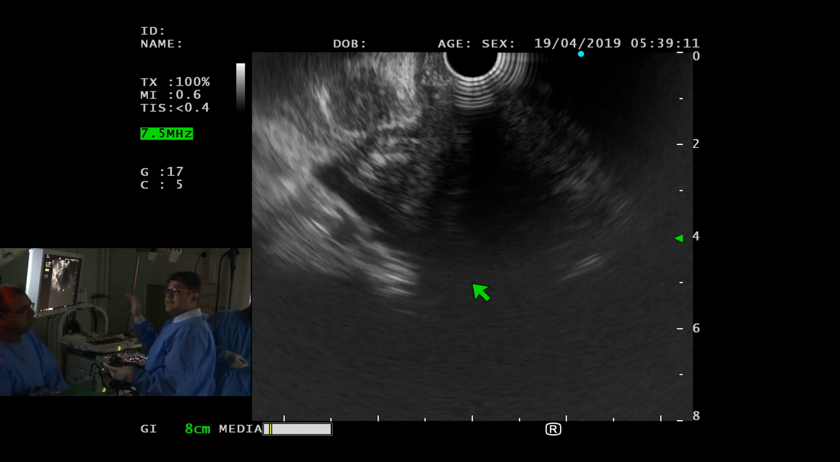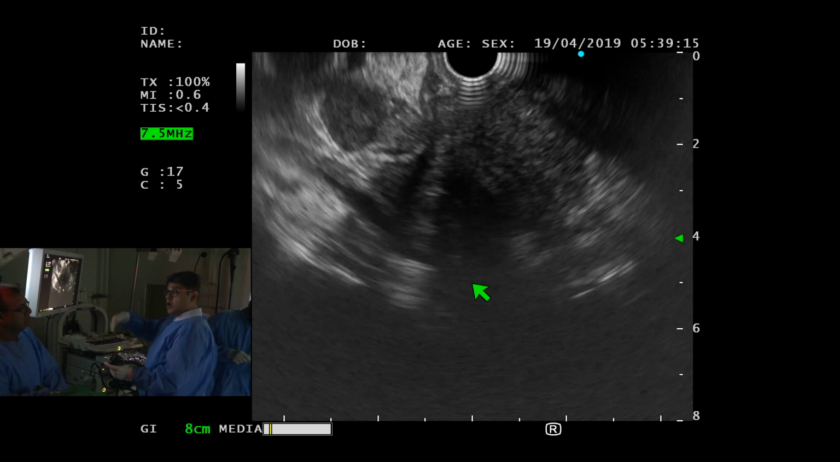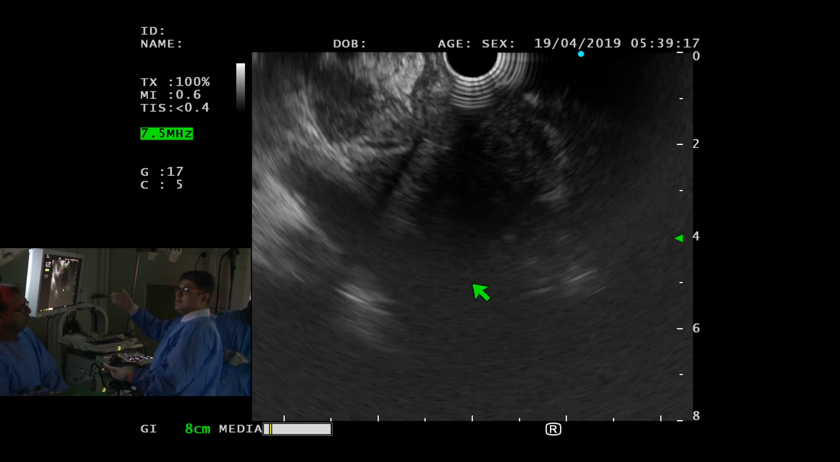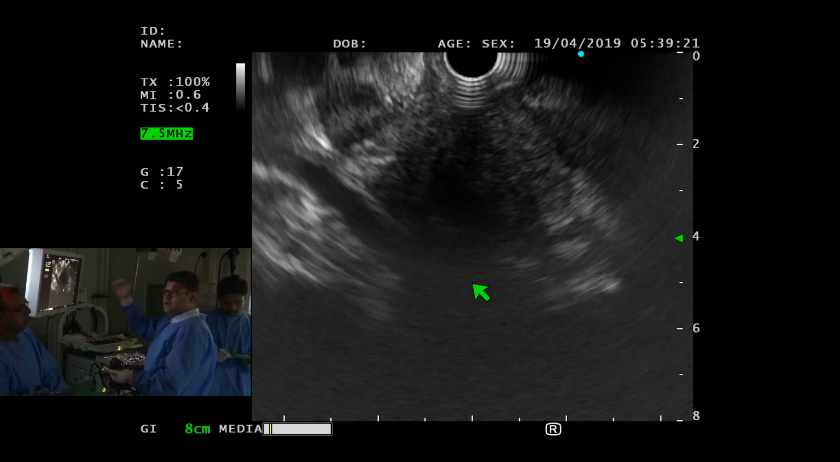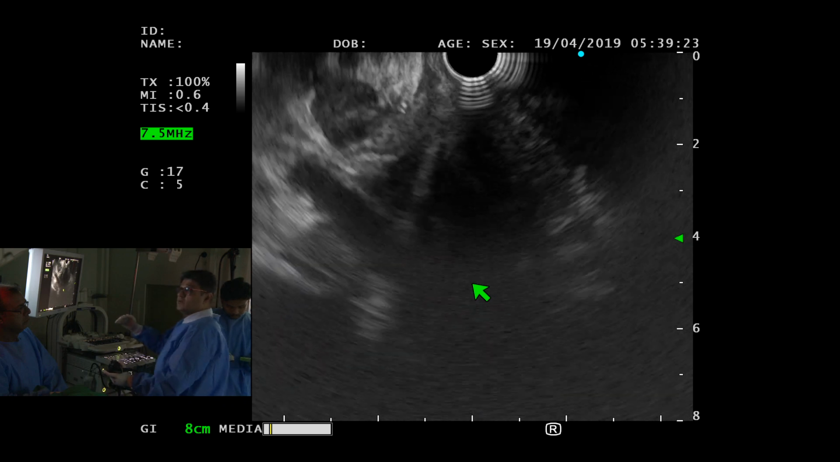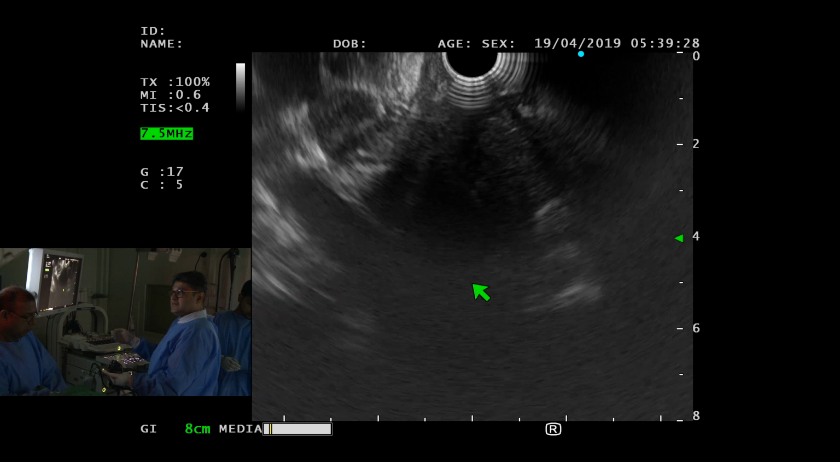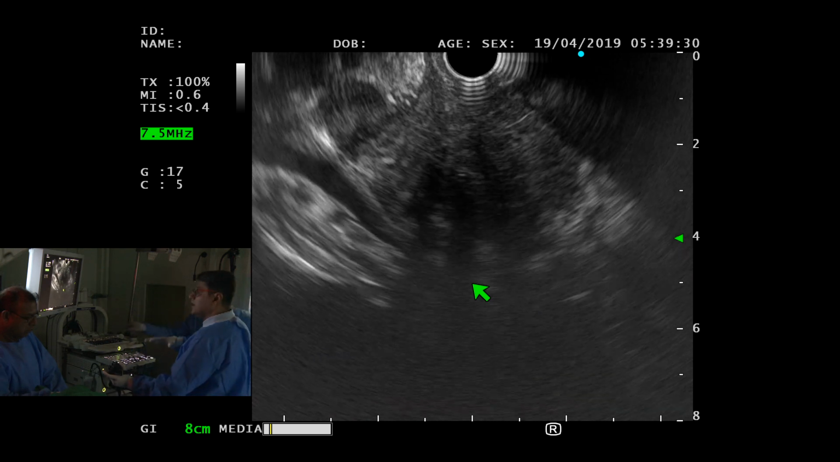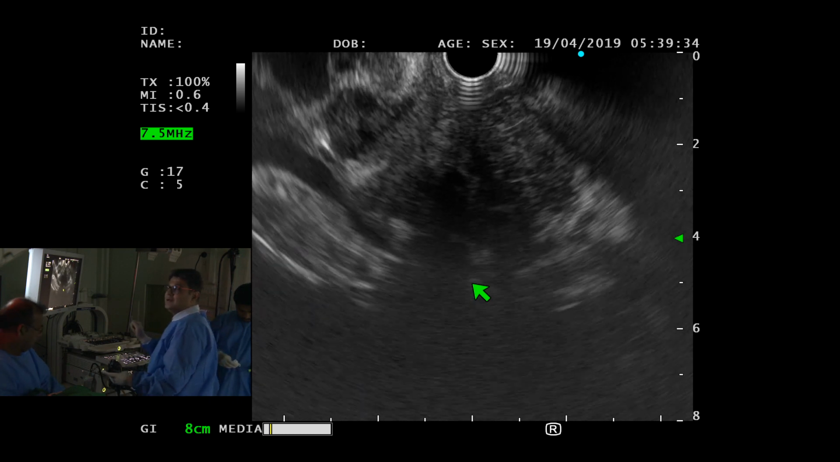It really is helpful for you too, when you need to go back to that report a year later or somebody asks you. It's important what you have seen. The second part of the report is what you have done. And the third part of that report under linear EUS is what do you think it is? And then the last part of the report is your impression and forward plan.